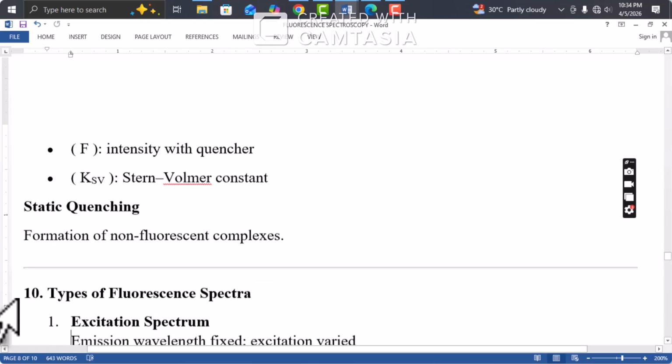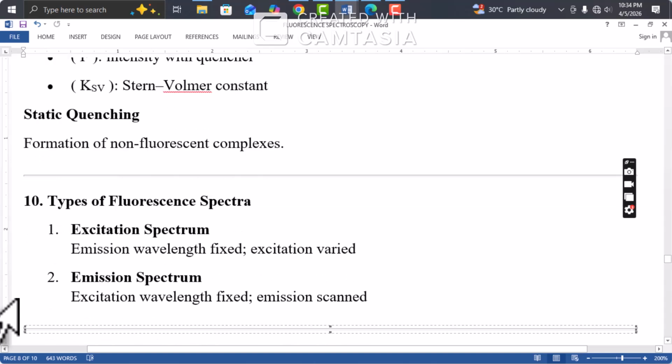Now, types of fluorescence spectra. There's the excitation spectrum and the emission spectrum. For the excitation spectrum, the emission wavelength is fixed, but the excitation is varied. But for an emission spectrum, the excitation wavelength is fixed and the emission is scanned. So that is for the emission spectrum.